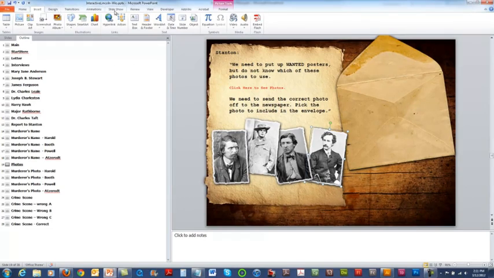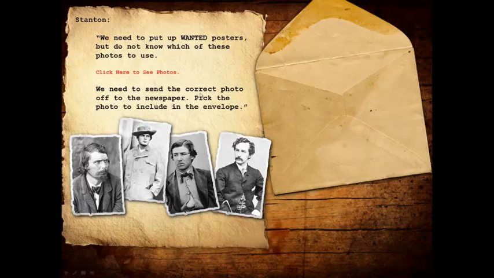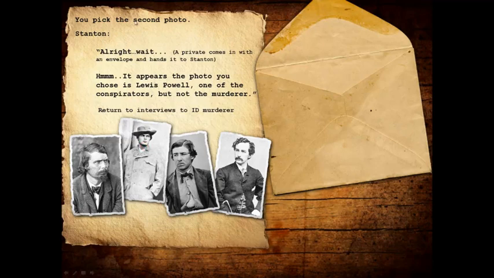All right, so I'm going to go up to slideshow, and I'm going to view it from the current slide. All right, so this should go to George Azerodt, and this one was Lewis Powell. So let's click on Lewis Powell. You pick the second photo. It appears the photo you have chosen is Lewis Powell. Very good. So that's how we knew what to title the slide based upon the text inside of it.